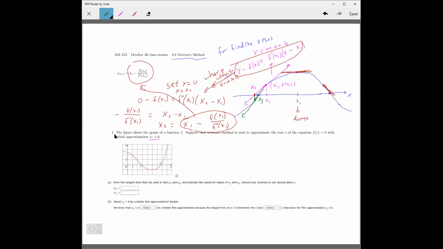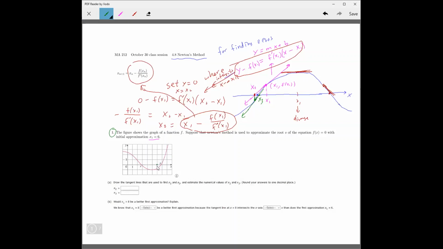So let's look at this exercise here, number 1. The figure shows the graph of f. Suppose that Newton's method is used to approximate the s with initial approximation x1 equals 6. Okay, so this is our initial approximation right here, 6, which you see the 0 is actually right here. Okay, so draw tangent lines that are used to find x1 and x2 and estimate the numerical values of x2 and x3.